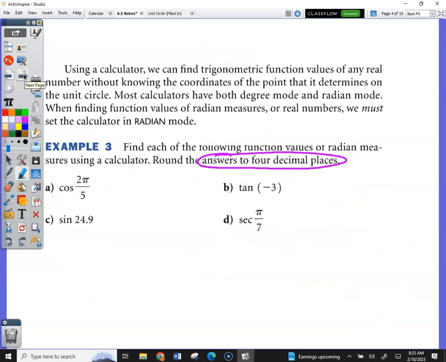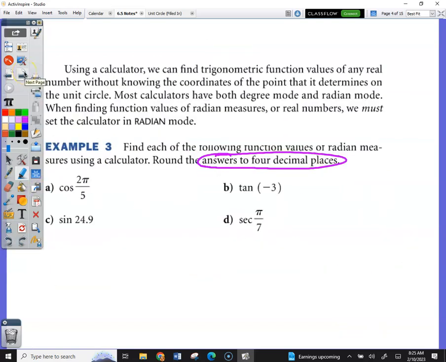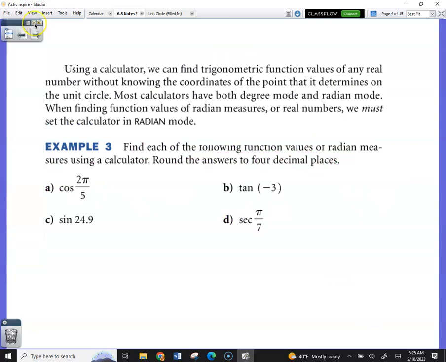Then this slide, as y'all were packing up, I was saying that this slide is just a matter of, can you type it in the calculator? How do you know that you need to be typing it in the calculator? It's by the directions. When it says round the answer to 4 decimal places, that means you're letting the calculator do the work. You're not using the unit circle.